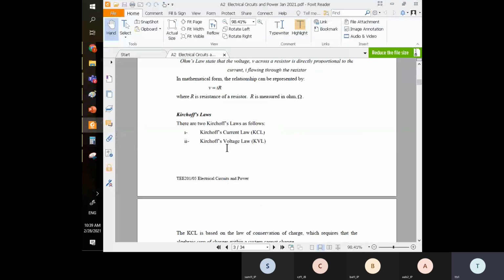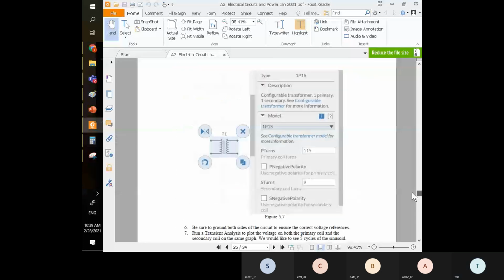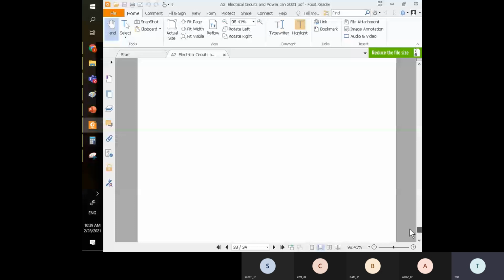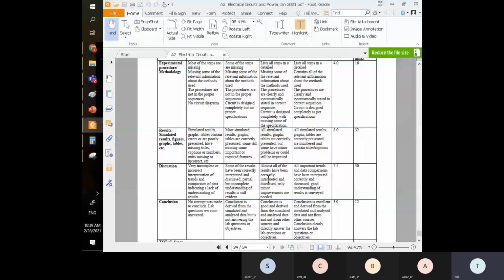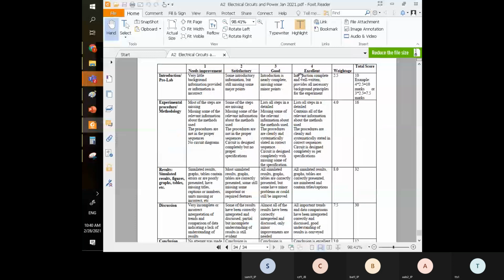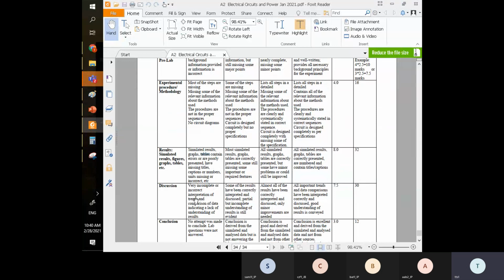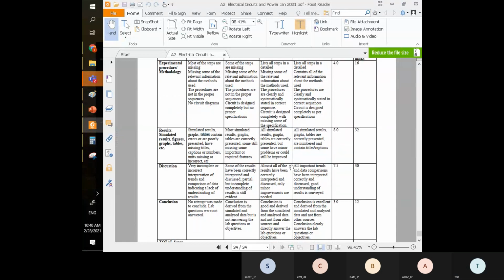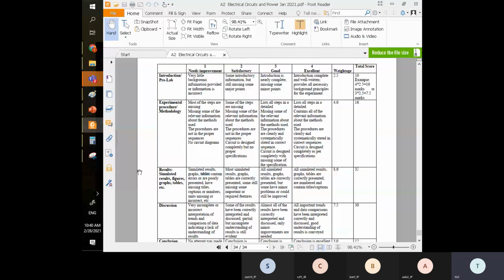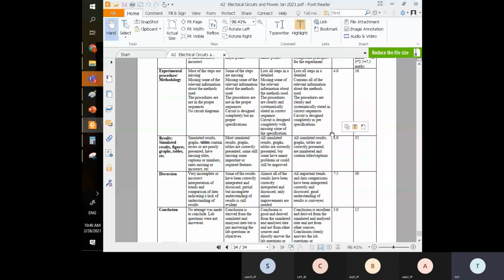If you look at the requirement here, your lab report needs to have introduction, procedure, result, graph. You know, some labs have graphs, some labs have tables. And then also discussion and conclusion. You look at the weights, the result weight is 8, really heavy, right? This one also very heavy, 7.5.